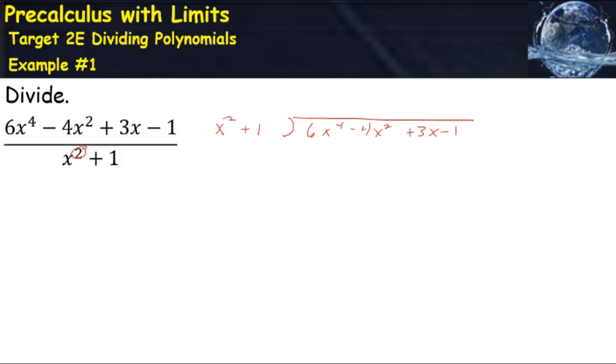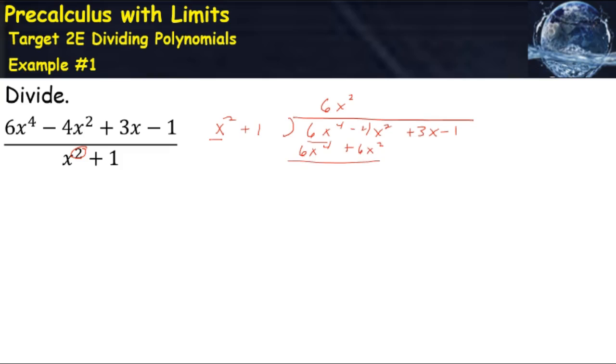Now, if you'd like, you can put in placeholders, but they're not strictly necessary here, so I'm just going to go ahead and go with this. Now, I need to look at the x squared and the 6x to the 4th. What do I have to do to this to get exactly this? And the answer would be multiply by 6x squared. So I do 6x squared times x squared, and I get 6x to the 4th. And then 6x squared times 1 is 6x squared, so I'm going to write that under here.